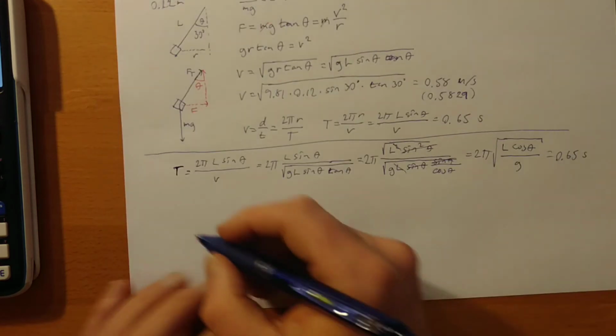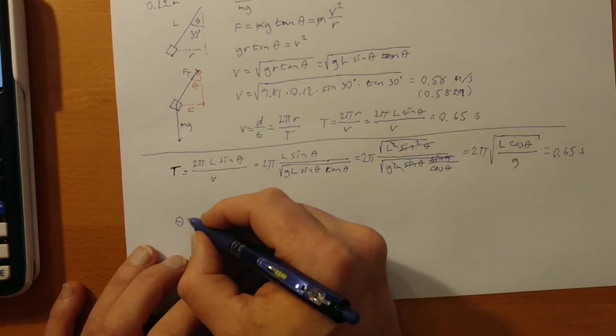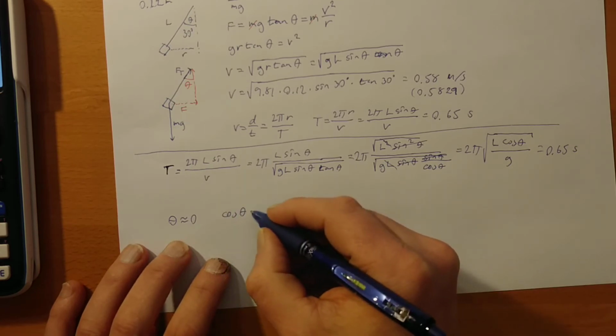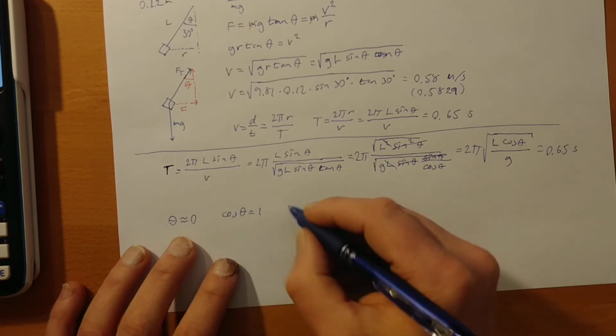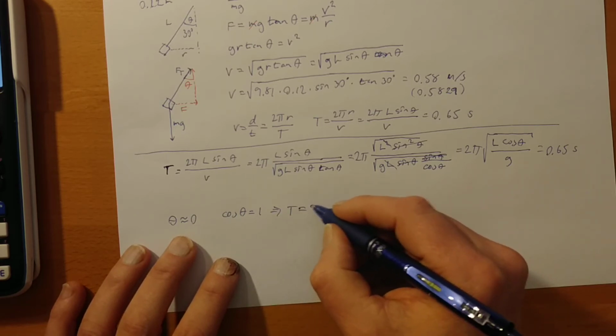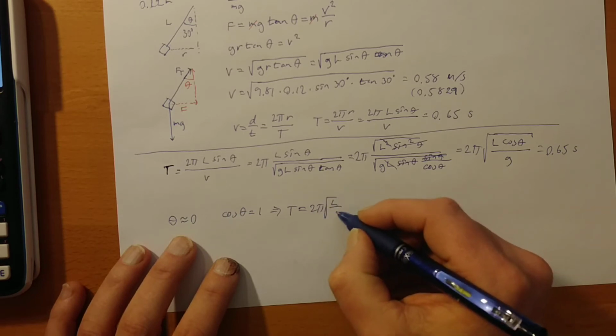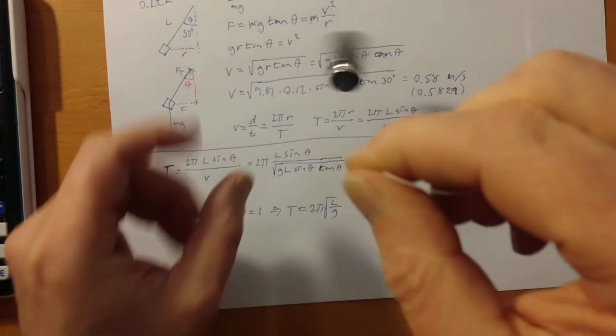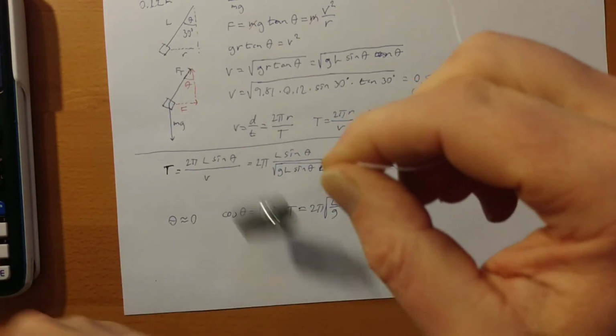For small angles, so if theta is approximately 0, we have that cos of theta is approximately equal to 1. So this will then make the approximate formula 2 pi square root of L over g, which is the same formula as for the plane pendulum. So are these two basically the same? For small angles they are. This will give the same period as this, very closely.